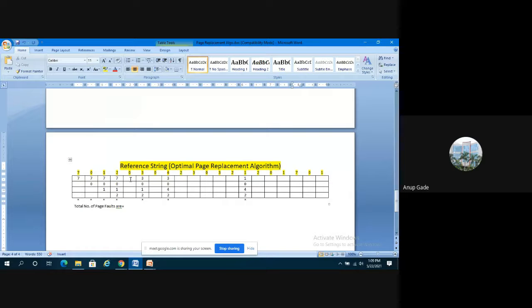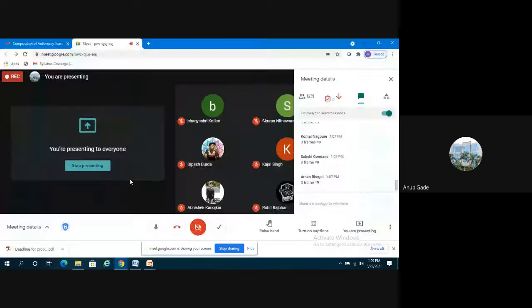And to whom we will replace? First in, first out. So 2 is first in. So we'll replace 2. 1, 0. 2 is replaced with 7. Page fault occurs. 0, 1 as it is. Number of page faults 1, 2, 3, 4, 5, 6, 7, 8. Total number of page faults occurred is 8.